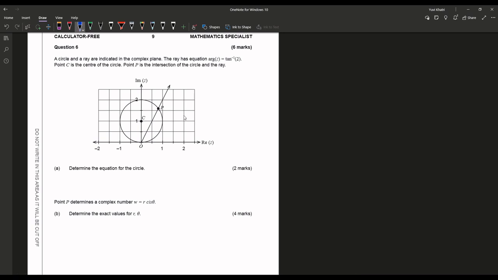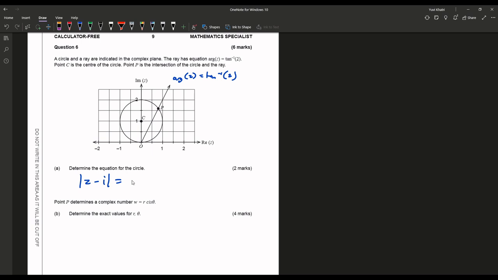Now question 6 gives us a circle and a ray in the complex plane. The ray has the equation argument of z equals inverse tan of 2. So this angle right here with the x-axis, that's inverse tan of 2. And the circle is this, obviously, and it wants us to get the equation for the circle. So since it's in the complex plane, we're going to have to use the complex locus equation.